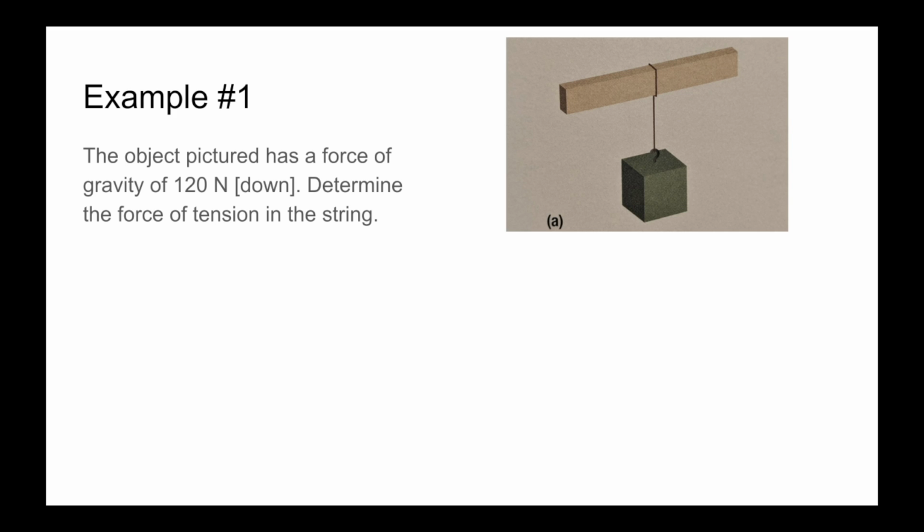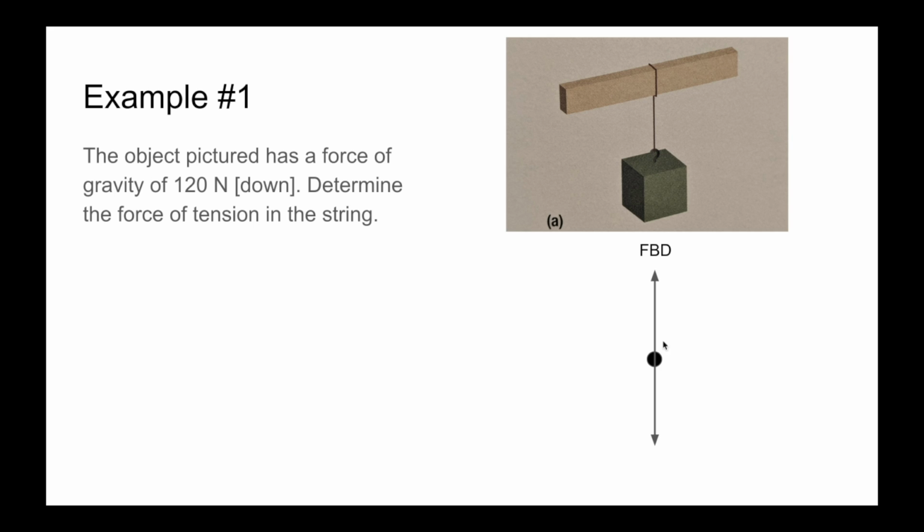Okay, so we have a mass hanging on a string from a ceiling or something like that. The object pictured has a force of gravity of 120 newtons down. Determine the force of tension in the string. So here's the free body diagram.